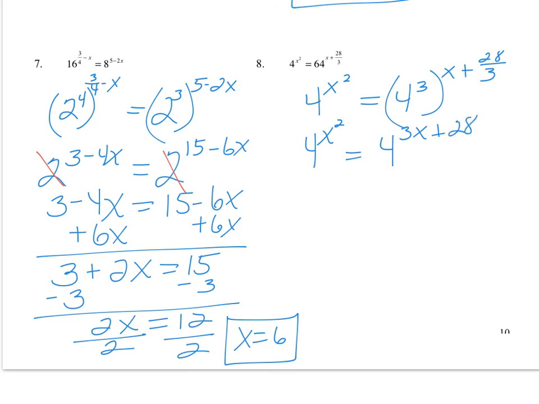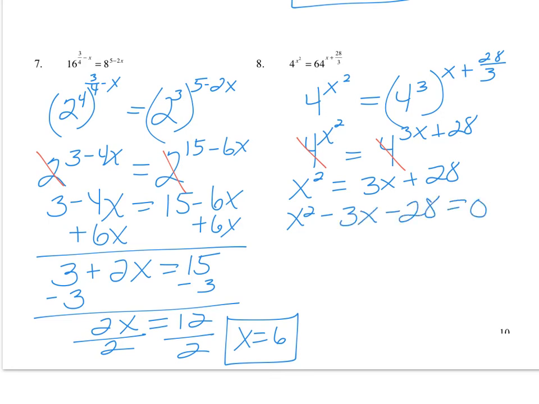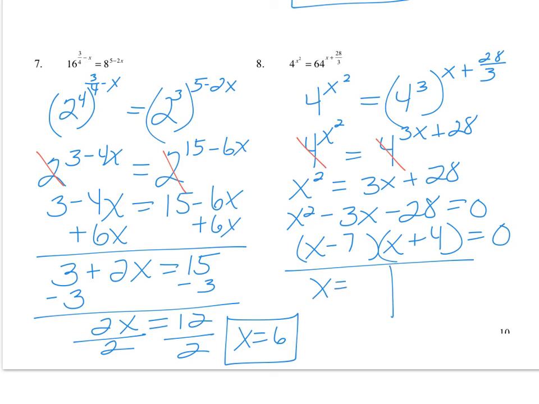Okay, common bases, so I can drop the bases and set the exponents equal to each other. I have x squared equals 3x plus 28. I have a squaring, so I'm going to get one side equal to 0. x squared minus 3x minus 28 equals 0. Try to do two binomials. If not, I have to do the quadratic formula. Factors of negative 28 that'll give me negative 3: negative 7 plus 4. So x is a positive 7, x is a negative 4. I have two answers to check, and as I check them, they both should work.